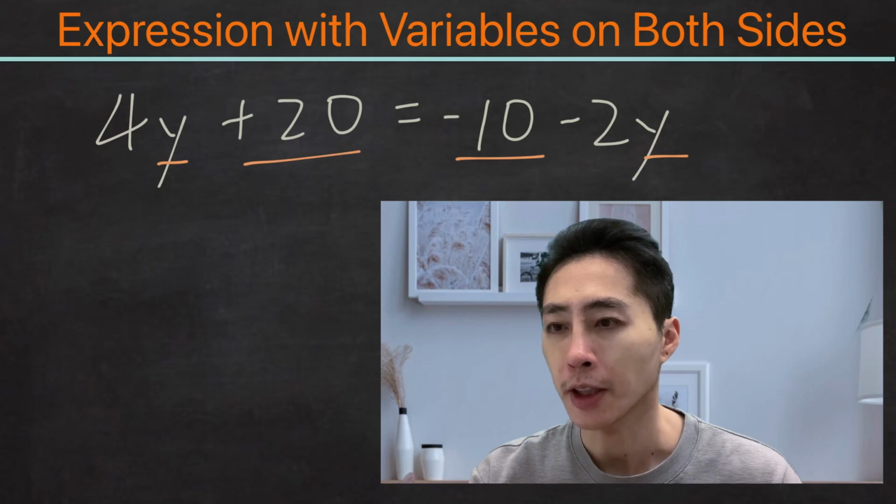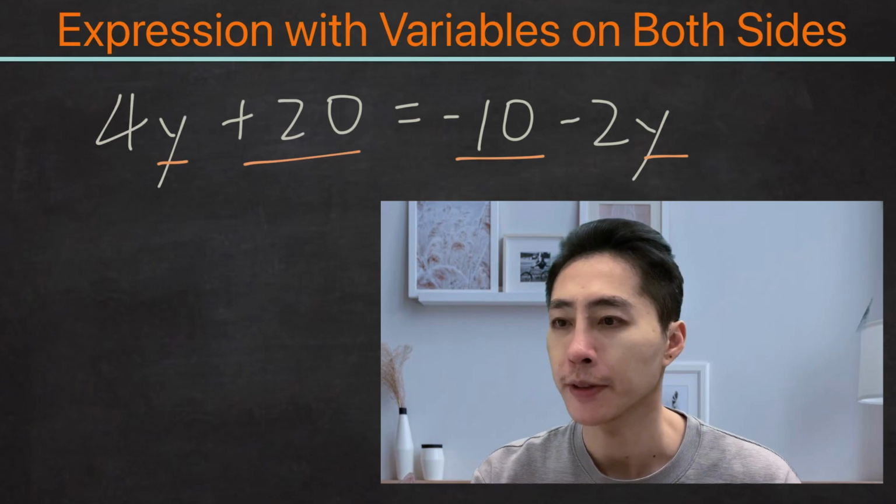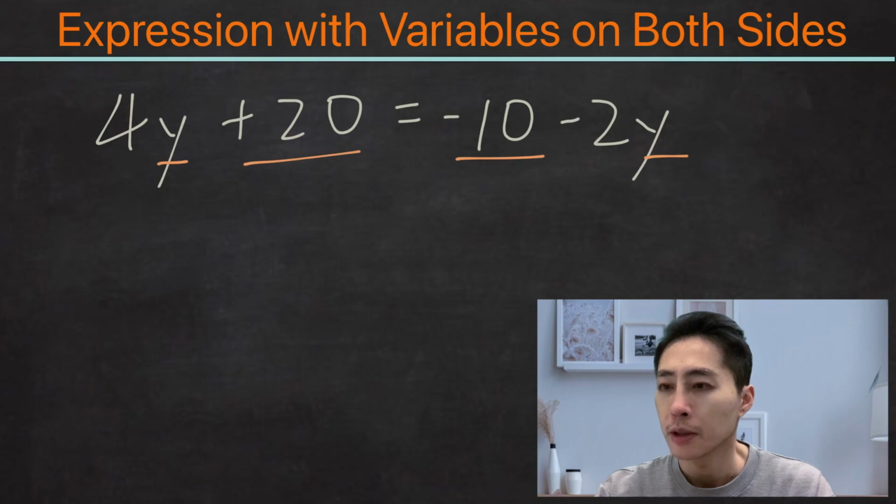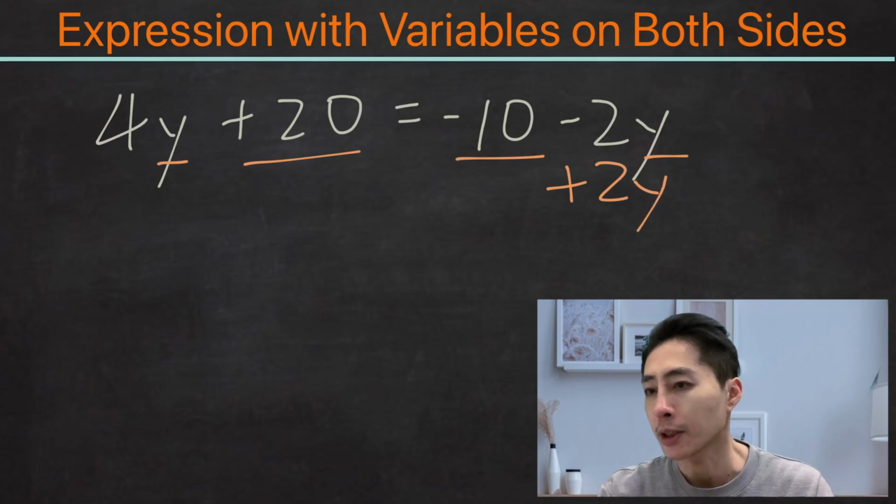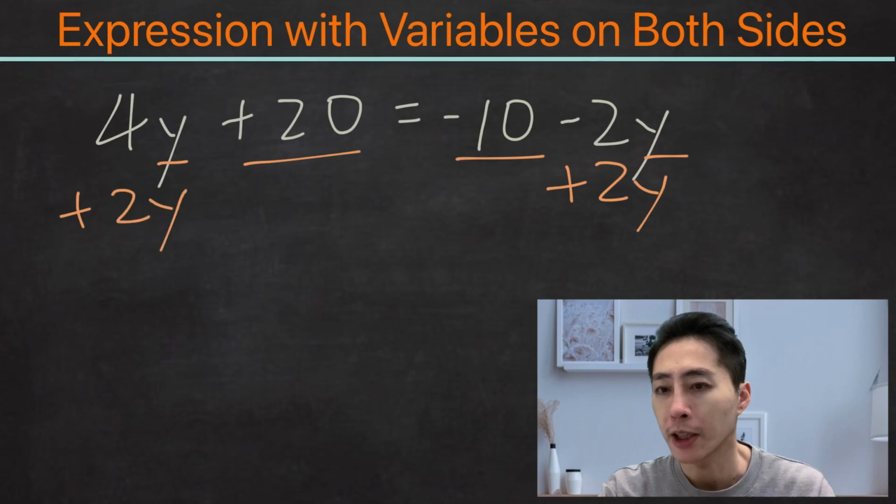So in this case, I'm going to isolate y to the left. In order to isolate y to the left, we need to add 2y on the right. Whatever we do on the right side, we need to do the same to the left. So we also add 2y here.